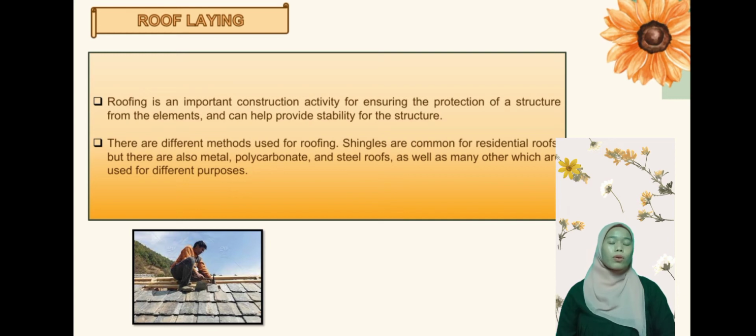Okay, number 9 is the activity roof laying. Okay, roofing is an important construction activity for ensuring the protection of a structure from the elements and can help provide stability for the structure. Okay, there are different methods used for roofing. Okay, shingles are common for residential roofs, but there are also metal, polycarbonate, and steel roofs, as well as many others which are used for different purposes.